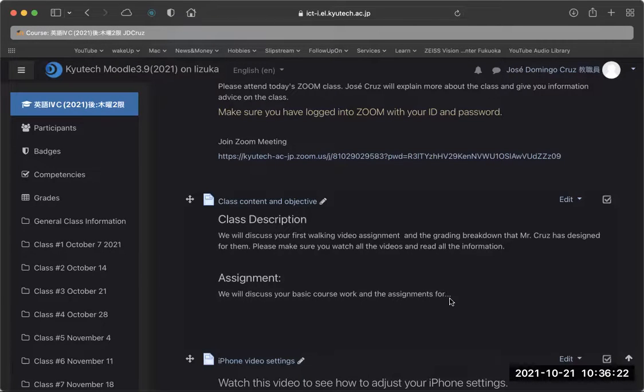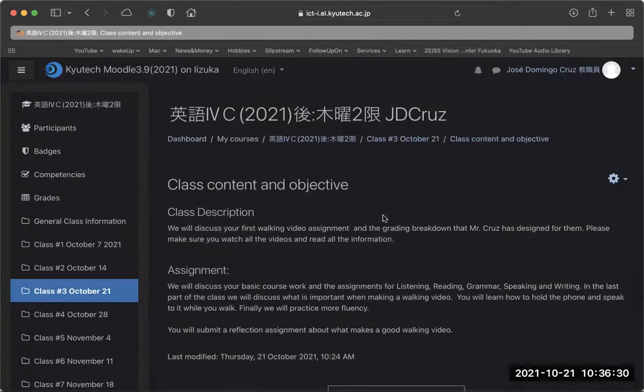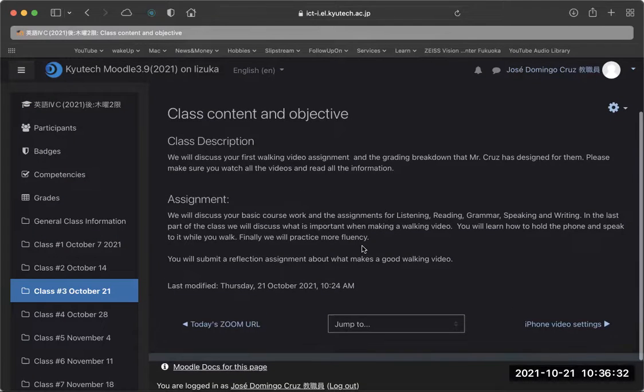There is more information. You can tell by the 3 dots here, the ellipsis, that if you click, you can get more information on what's inside. So let's click inside. And here's the extra information. If you want to read it all, don't forget to look inside the assignment. The description is, we will discuss your first walking video assignment and the grading breakdown that Mr. Cruz has designed for them. We'll be doing that inside this Moodle, inside the class as well. But this is where the description is for each class. Let's go back.